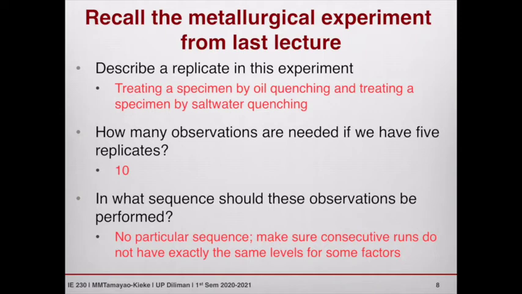A replicate would be treating a specimen by oil quenching and treating a specimen by saltwater quenching. And how many observations are needed if we have 5 replicates? We would need 10. 5 for oil quenching and 5 for saltwater quenching testing. Last, in what sequence should these observations be performed? They should be performed in no particular sequence. Also, make sure that consecutive runs do not have exactly the same levels for some factors. Remember that the variability associated with heating and holding factor levels can contribute to experimental error.